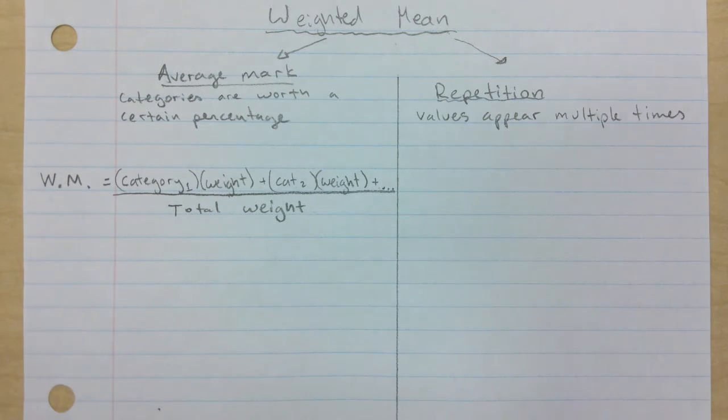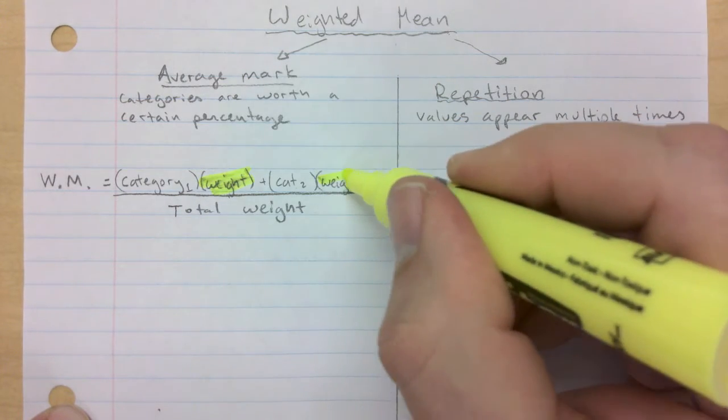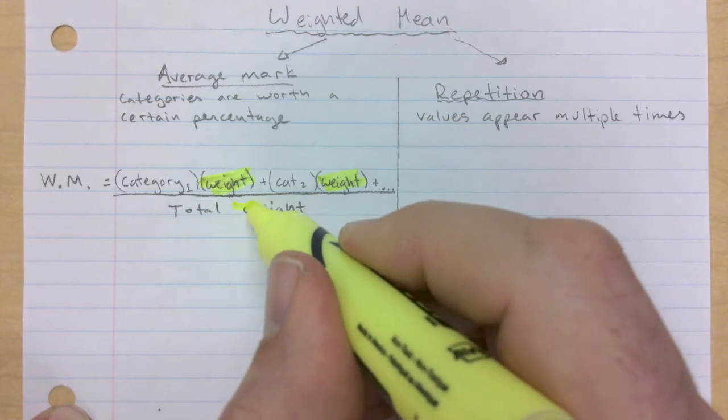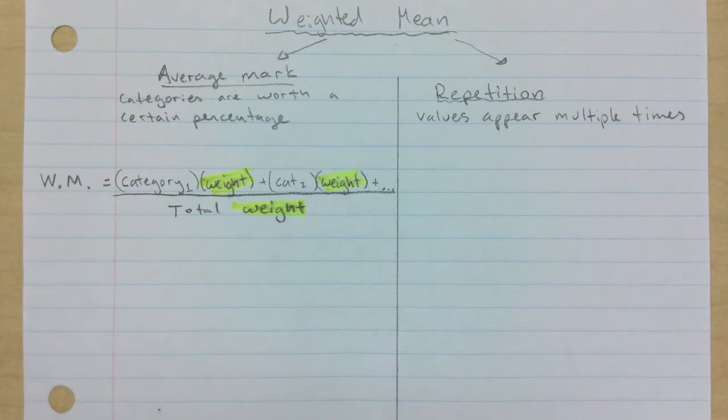So I just want to highlight this: weight, and then there's a total weight here.